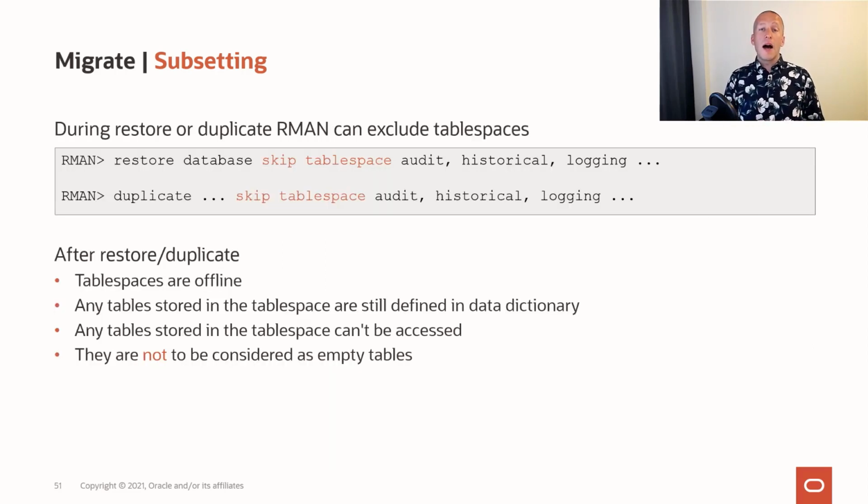If you are using RMAN to restore or duplicate the database, you can also do subsetting in some scenarios. If the subsetting data is totally isolated in one tablespace, you can skip it when you do the restore or the duplicate. Those tablespaces will be marked as offline, and you will get an error if you try to query a table that was in a tablespace that was skipped. So you shouldn't consider those tables as empty tables in your target database, and you might need to clean up in the data dictionary afterwards.